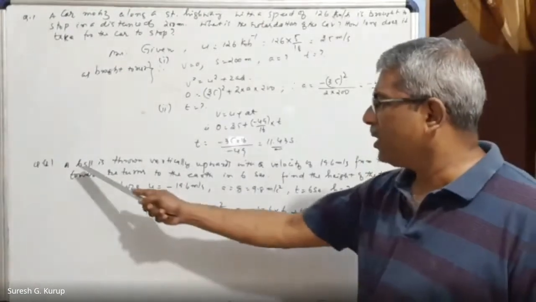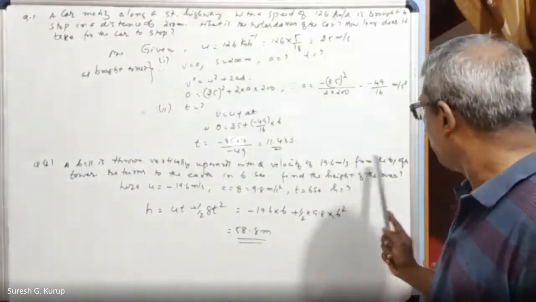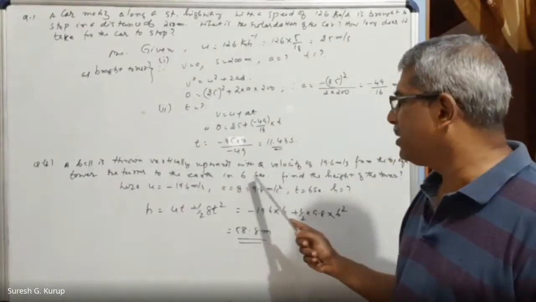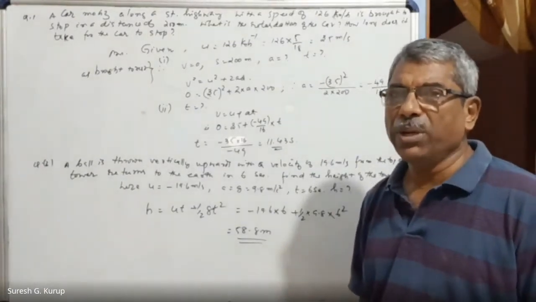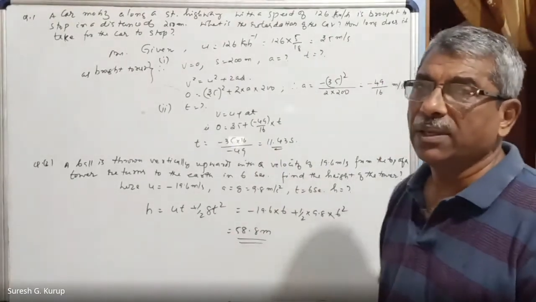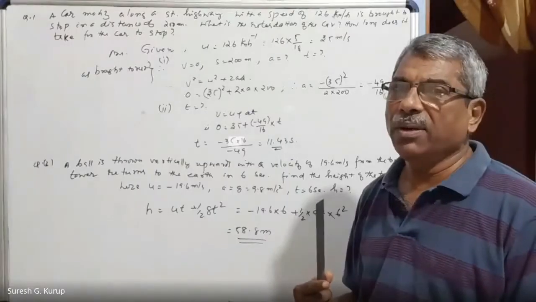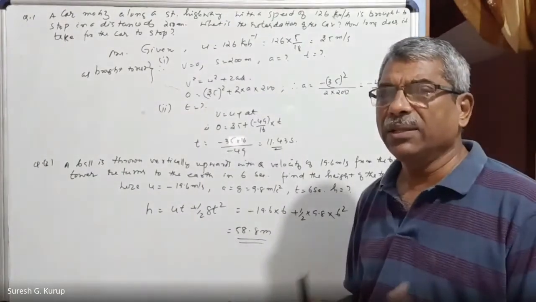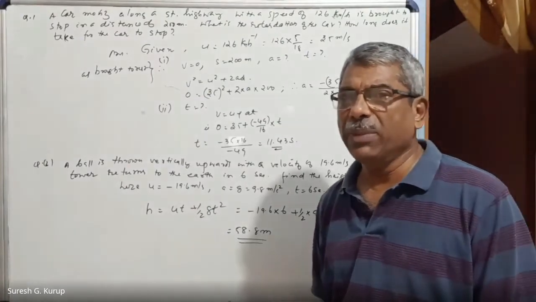Another question described here: a ball is thrown vertically upwards with a velocity of 19.6 meter per second from the top of a tower, and returns to the earth in 6 seconds. Find the height of the tower. That's the question. Somebody is standing on the top of a tower and a ball is thrown vertically upwards. So this is a motion under gravity. When it leaves your hand, the motion of the ball is a motion under gravity. It's the best example of motion under gravity.